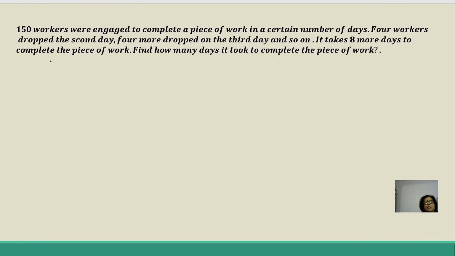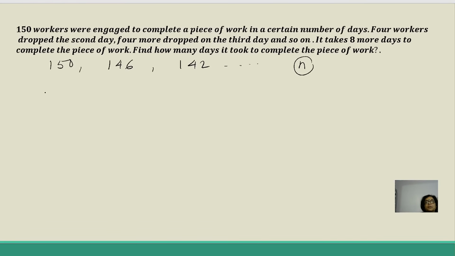So supposing, let us take initially on the first day, 150 workers went to do the work. Second day, there were 4 workers who dropped out, so 146 workers. Third day, it was 142, and this way, 4 workers were dropping each day. Now here it's mentioned it takes 8 more days to complete the piece of work. So let us take n days if the workers are dropping sequentially in numbers of 4. N days to be taken by the entire number of workers to complete the piece of work.